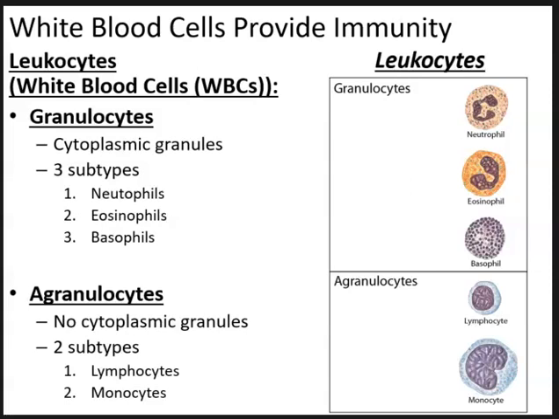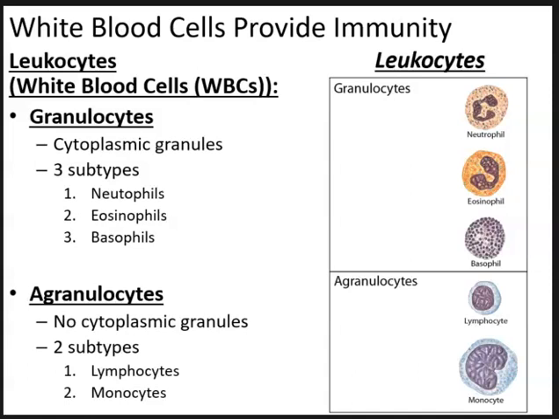The last part of our blood lecture series will include white blood cells as well as platelets. So white blood cells provide immunity. Another name for white blood cells is leukocytes. Leuko means white, so leukocytes mean white blood cells. And we have two types of leukocytes: granulocytes and agranulocytes, basically describing whether or not they have granules within the cytoplasm.